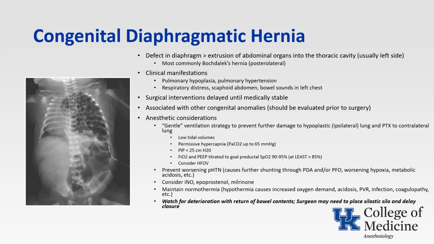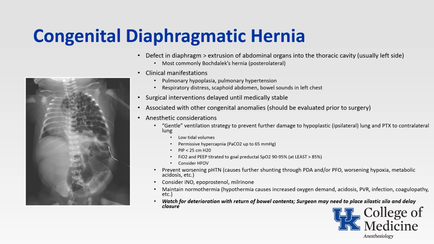Additional considerations include preventing any worsening of the pulmonary hypertension, which will cause further shunting through the PDA and or the PFO, worsening hypoxia and metabolic acidosis. So essentially you want to avoid anything that would increase pulmonary vascular resistance. You should consider the use of inhaled nitric, Flolan, or milrinone. Maintain normothermia due to the negative consequences of hypothermia.